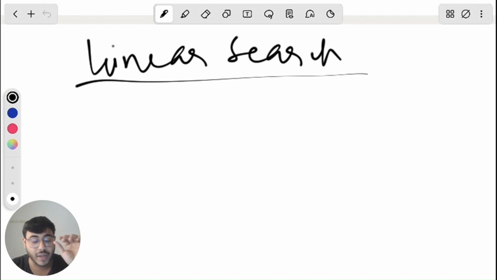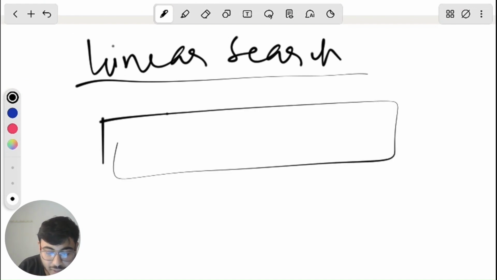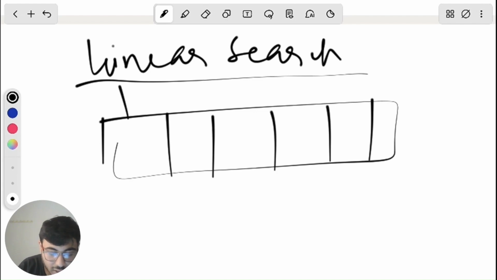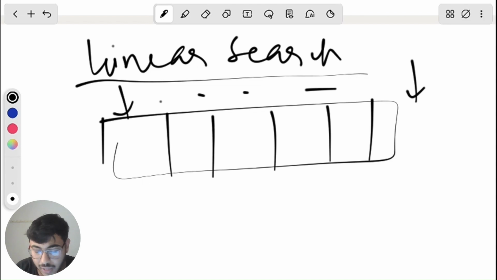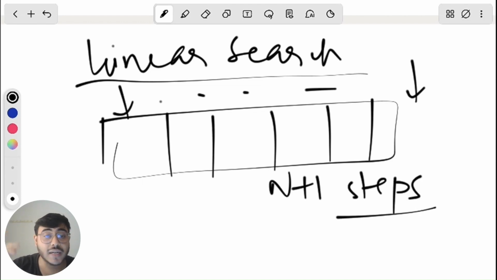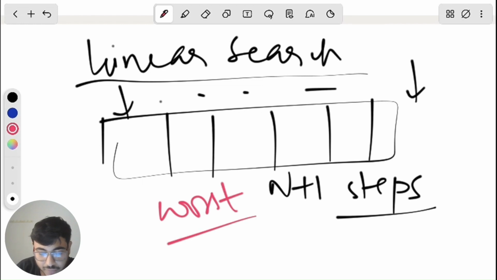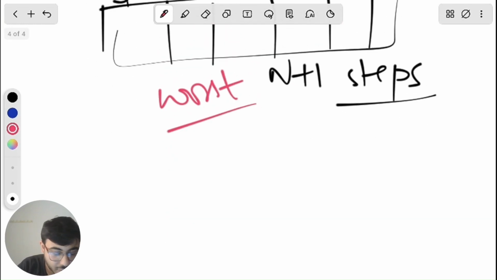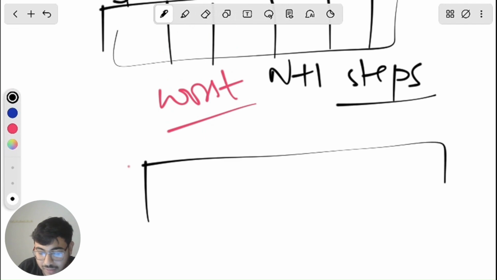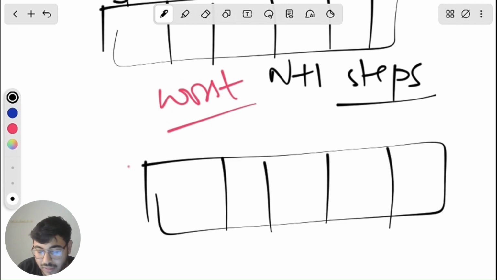Let's say you have an array like this, and you start finding your element, and you start moving from here, and you go, and you are not able to find your element. This means that you make n plus one number of iterations, right? You take n plus one number of steps. So this is the worst case, when you have iterated over the whole array and you are not able to find the element. This is basically the worst complexity that you will take to find out if an element is present in the array or not. Then what is the average case? Average case might mean that your element is somewhere in between the array.